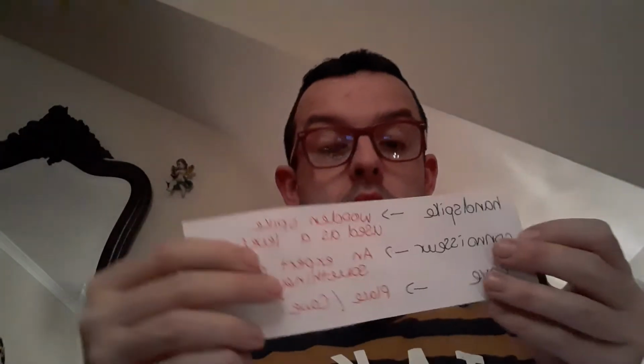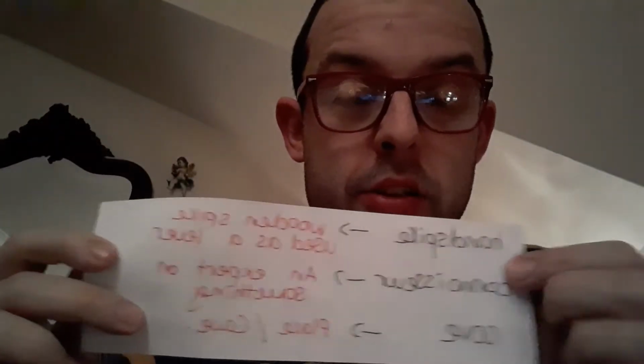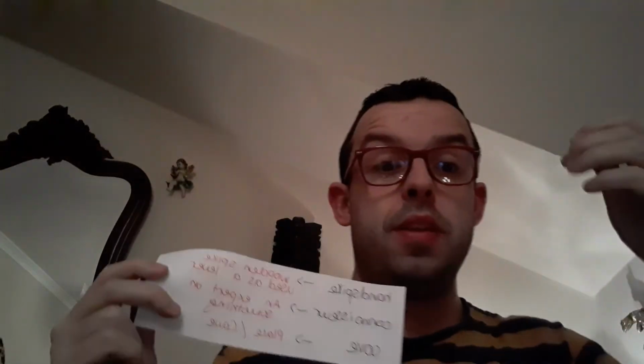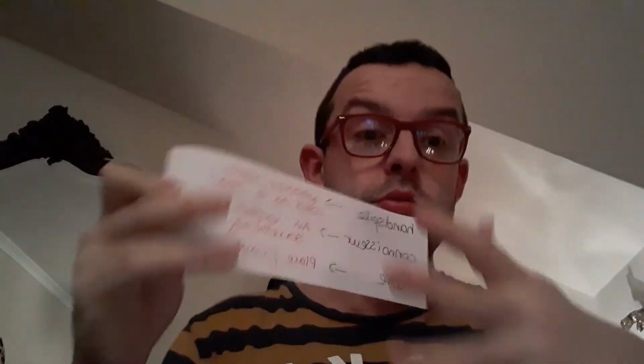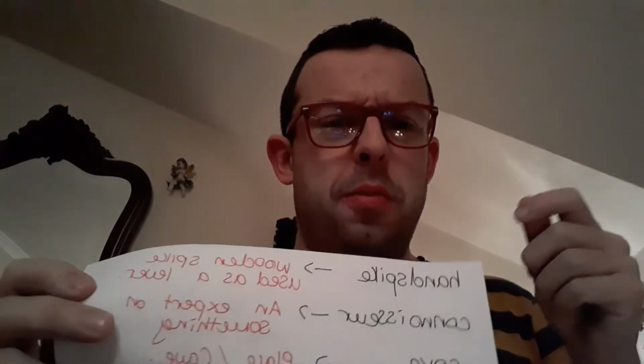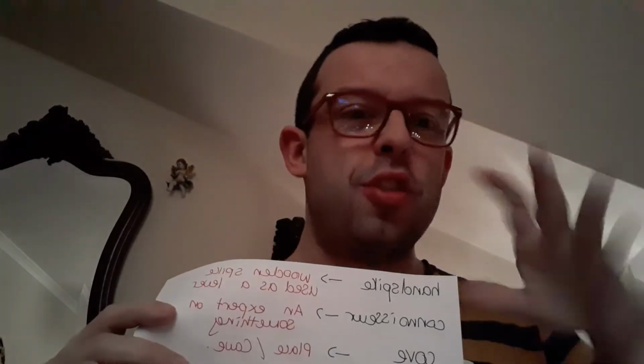Okay? A handspike. So handspike is a wooden spike which is used as a lever. So a lever is something that you pull or push to open the doors or close a door. Okay? A connoisseur, someone who is an expert at something. Books, a connoisseur of books. Usually connoisseur of wine, in this case a connoisseur of rum.